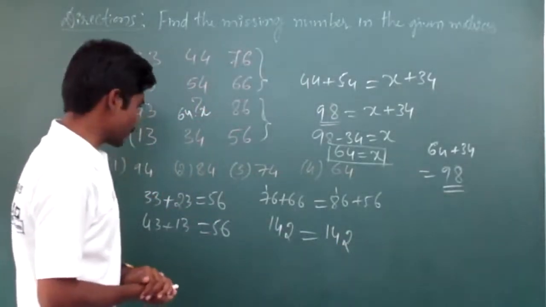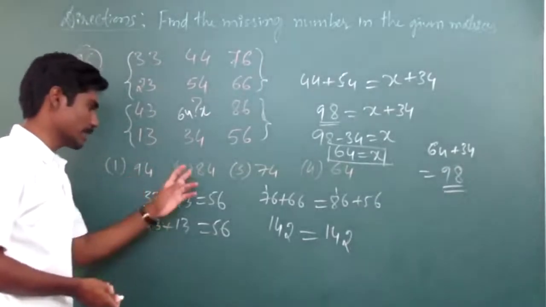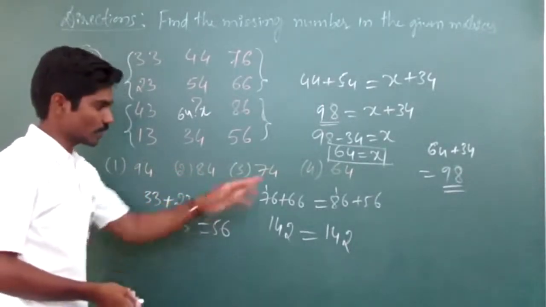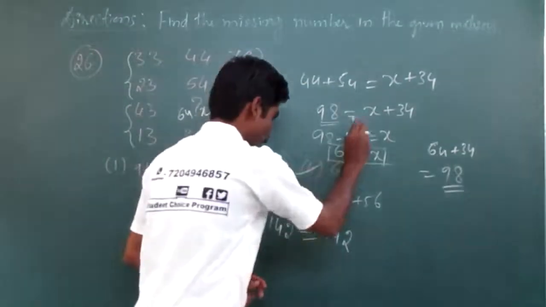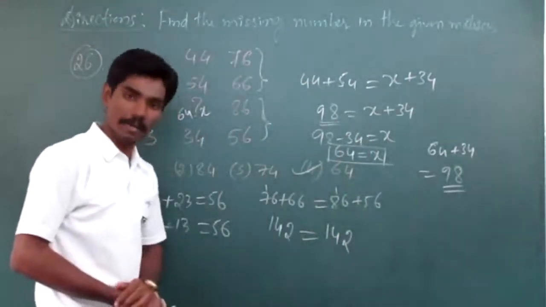Now let us check the given options. The first option is 94, the second is 84, the third is 74, whereas the fourth is 64, which matches our result exactly. Therefore, the 4th option will be the right option.